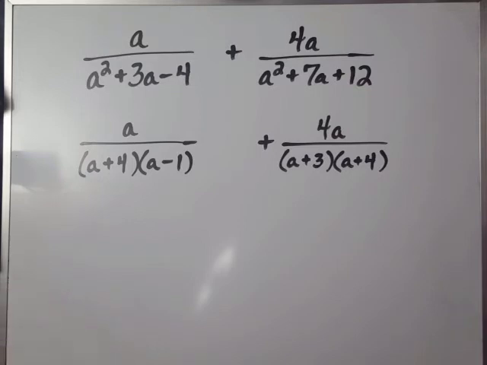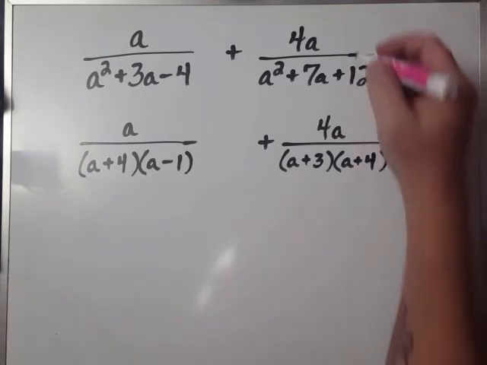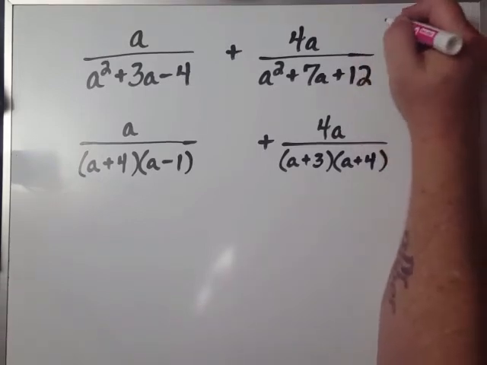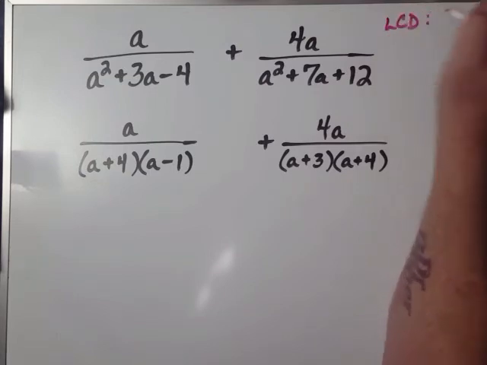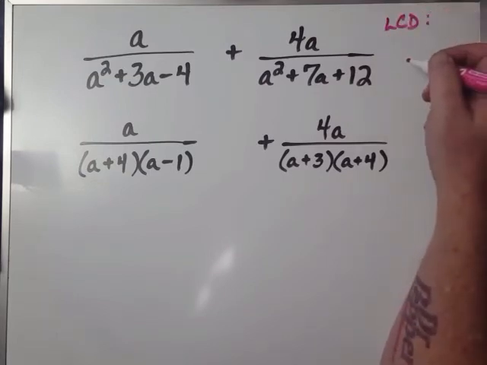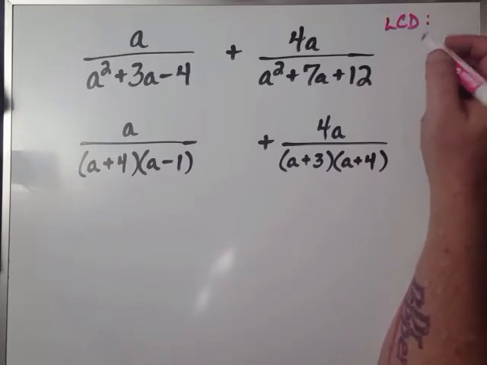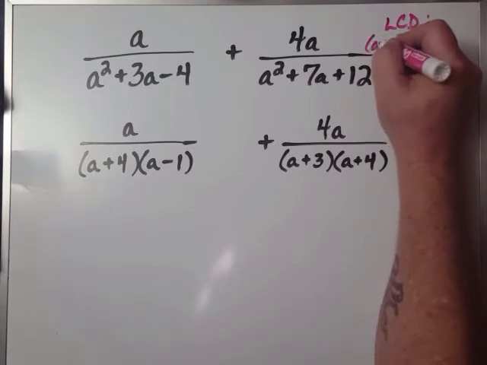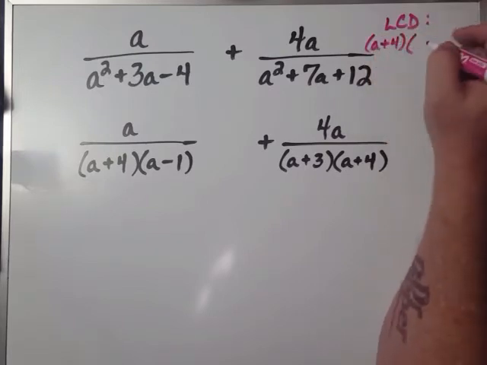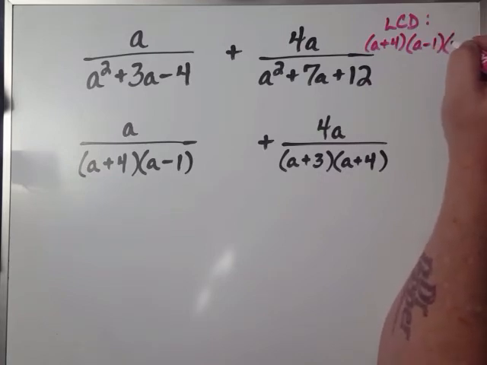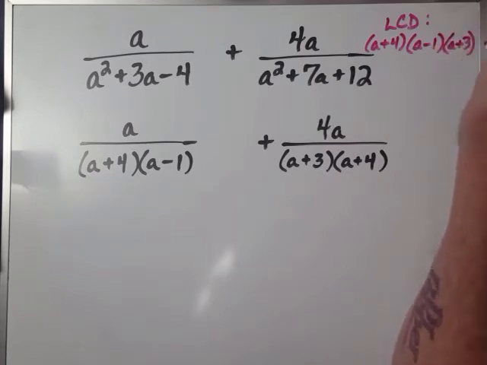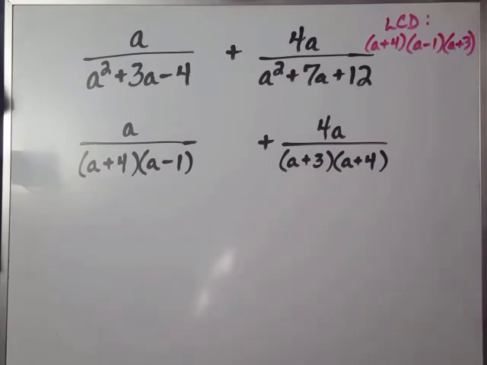Now that I can see all the factors, let me find my least common denominator. Collect every different factor you see, the most number of times it appears in any one denominator. I see factors of a plus 4, a minus 1, and a plus 3, each appearing no more than once in any given denominator.